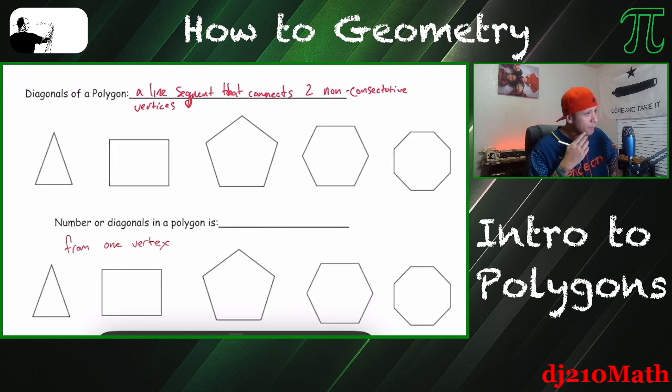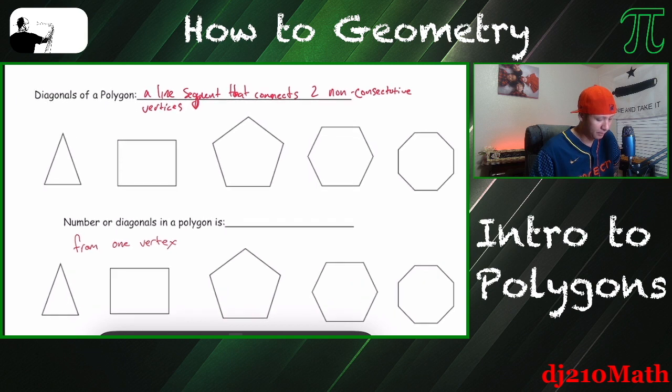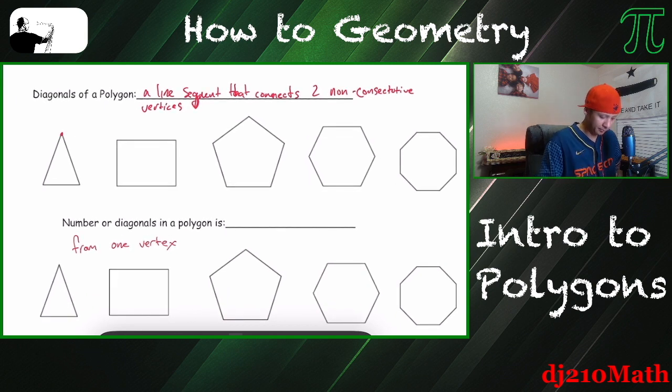Okay, let's look at some more little details. A diagonal of a polygon is a segment that connects two non-consecutive vertices. Non-consecutive meaning not in a row. So a triangle has three vertices, and there aren't any diagonals in a triangle, right? If you connect the vertices, these are sides. So there are no diagonals. Three sides has zero diagonals.